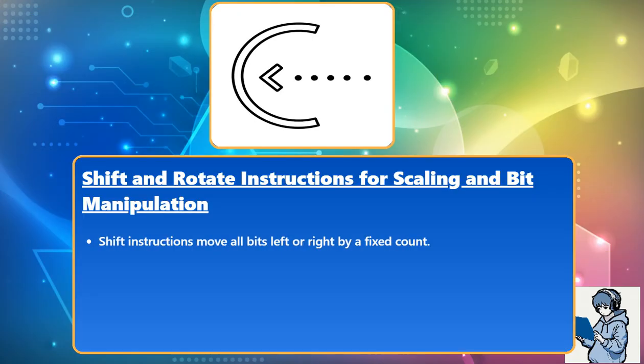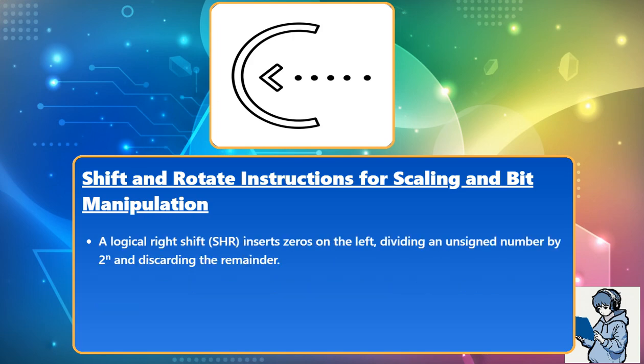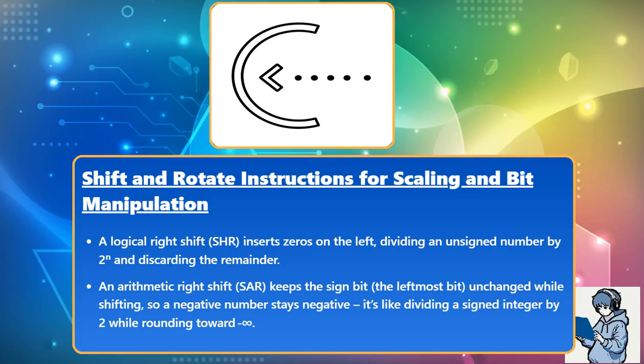Shift instructions move all bits left or right by a fixed count. A logical left shift, SHL, inserts zeros on the right and discards bits that fall off the left. Mathematically, it multiplies an unsigned number by 2 to the n, where n is the shift count. A logical right shift, SHR, inserts zeros on the left, dividing an unsigned number by 2 to the n and discarding the remainder. An arithmetic right shift, SAR, keeps the sign bit, the leftmost bit, unchanged while shifting, so a negative number stays negative. It's like dividing a signed integer by 2 while rounding toward negative infinity.